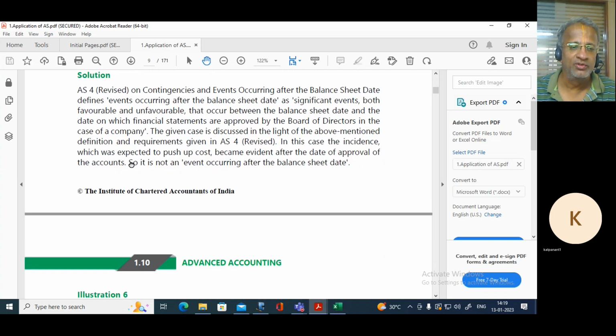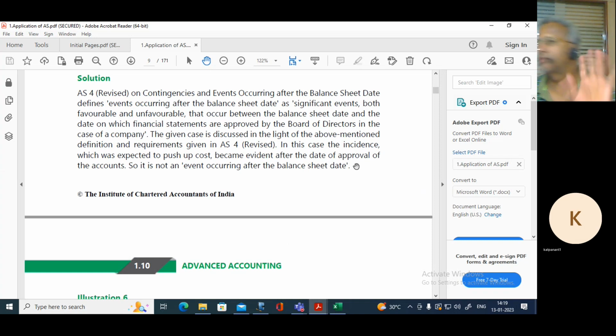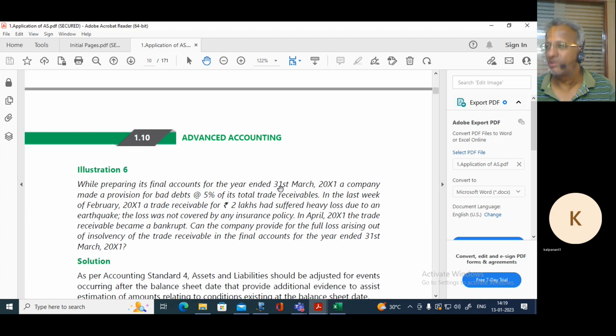What is it that they say? So it is not an event occurring after balance sheet date. Matter over. Matter over. So you convey the answer as they are expecting. Whether it will be considered in the next accounting year or not, that is not stated in AS4.